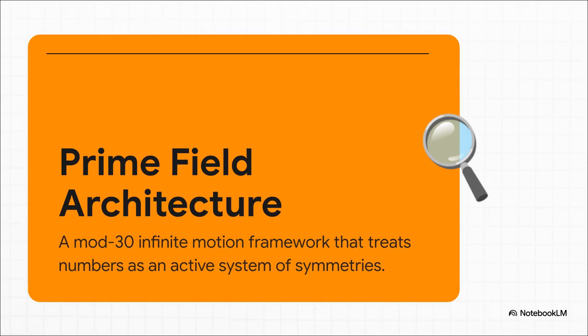Before we really get into the gears of this machine, let's define what we're actually looking at. Prime field architecture, or PFA for short, is a framework that views our infinite grid of whole numbers as a fully dynamic operating engine. Think of it less like a rigid wooden ruler and way more like a finely tuned musical instrument. Numbers here are generated through active, moving symmetries. It's a space totally defined by operations and recurring geometry. And the absolute rock-solid foundation of all this is the number 30.